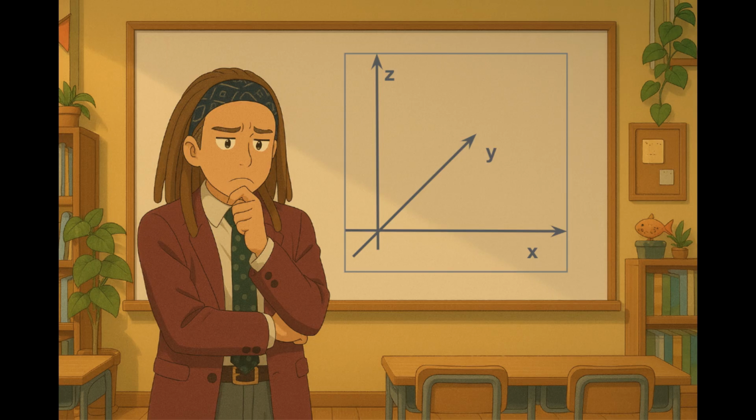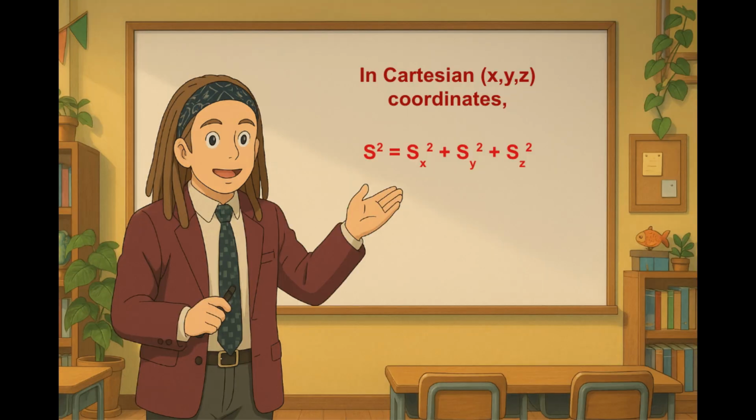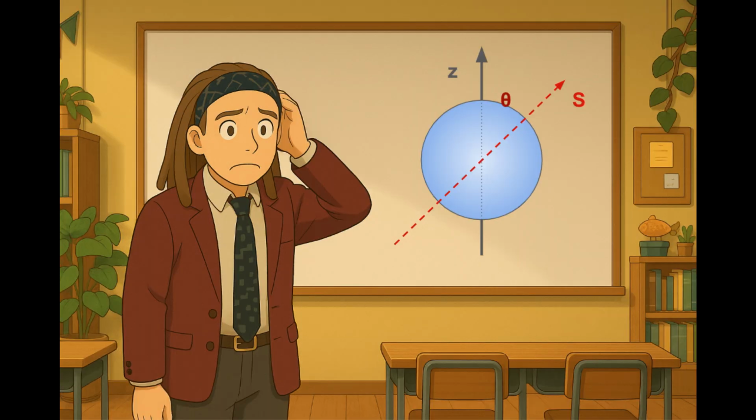First, let's visualize this. Imagine a three-dimensional coordinate system with x, y, and z axes. The z-axis is our reference direction. We have an electron, and its spin angular momentum can be represented as a vector, which we'll call s. Its component along the z-axis is sz. Our goal is to find the angle theta this spin vector s makes with the positive z-axis.